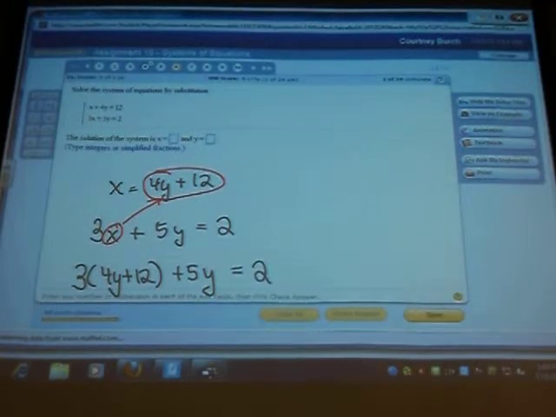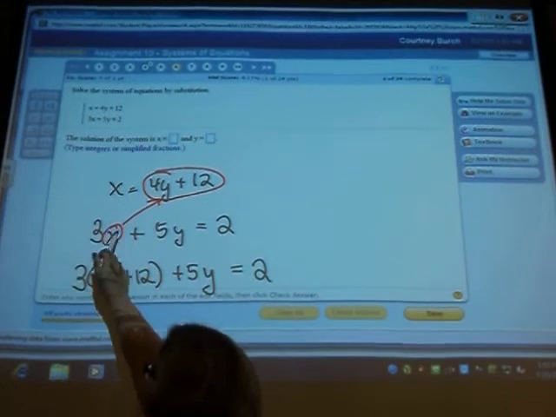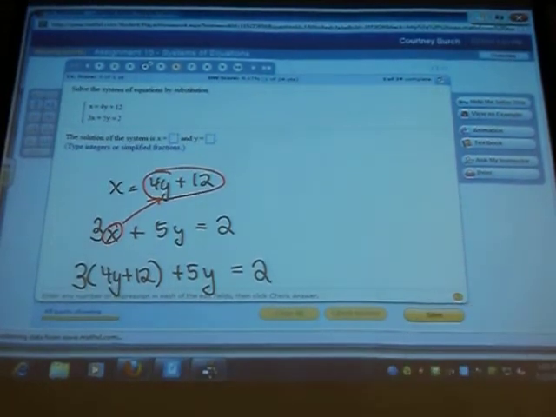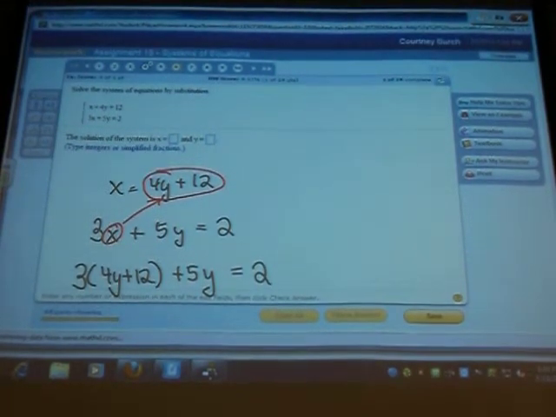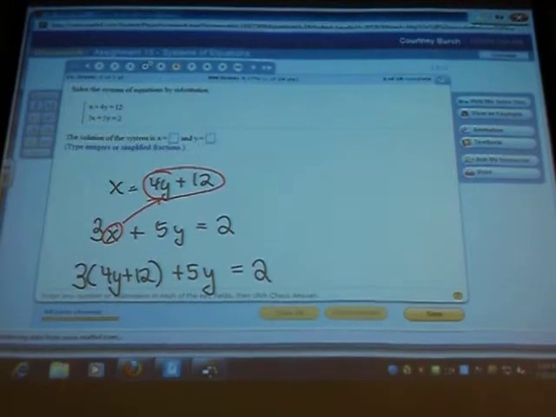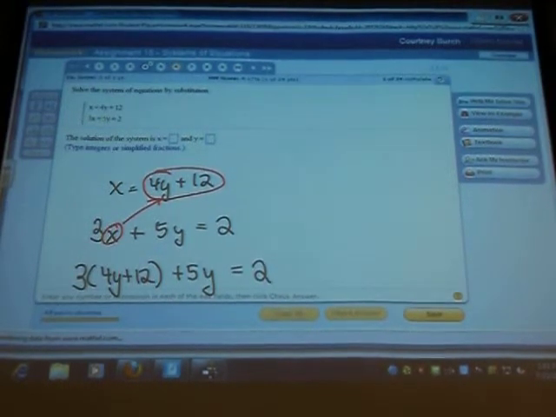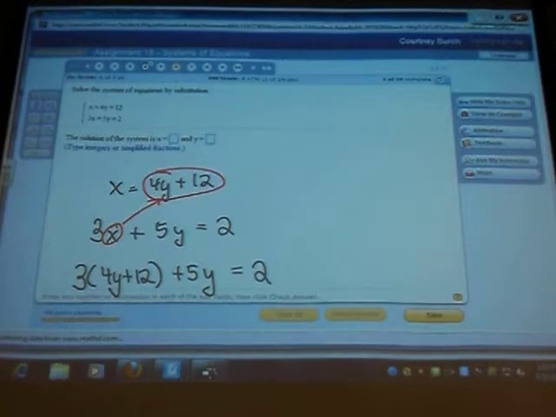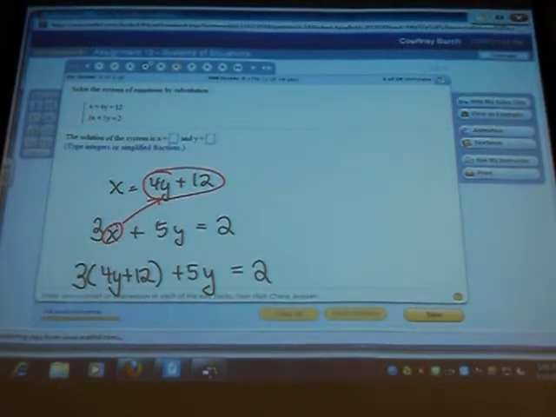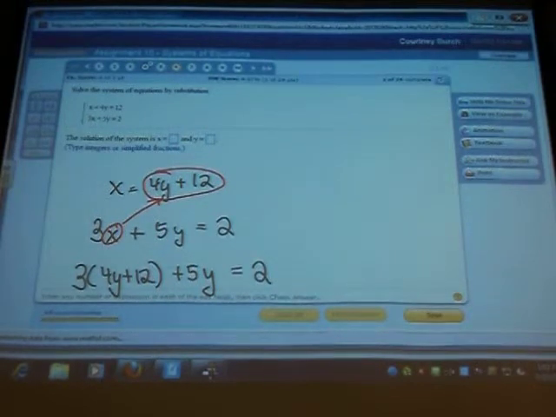Okay, so I just plugged in what x is equal to for x in the other equation. And then you distribute it. Now the goal of doing that is I get an equation with only y in it. Before I had x and y, now I only have y. So now I can use that to figure out what y is.